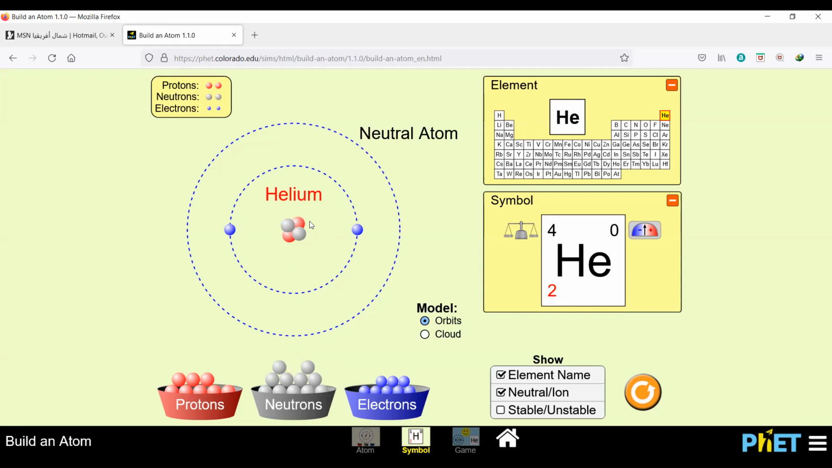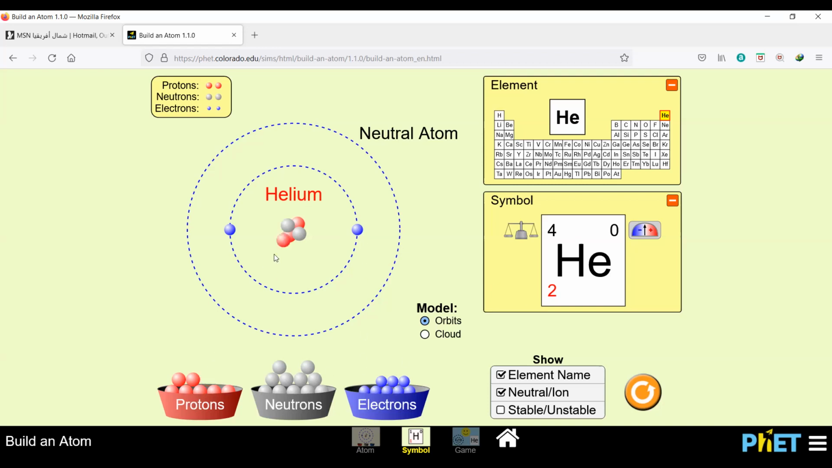Okay? If I ask, where can we find most of the mass of the atom, in the nucleus or the electrons? Of course, most of the mass of the atom is concentrated in the nucleus, because the electrons are very small. They have negligible mass relative to protons and neutrons. Protons and neutrons are heavier than electrons.